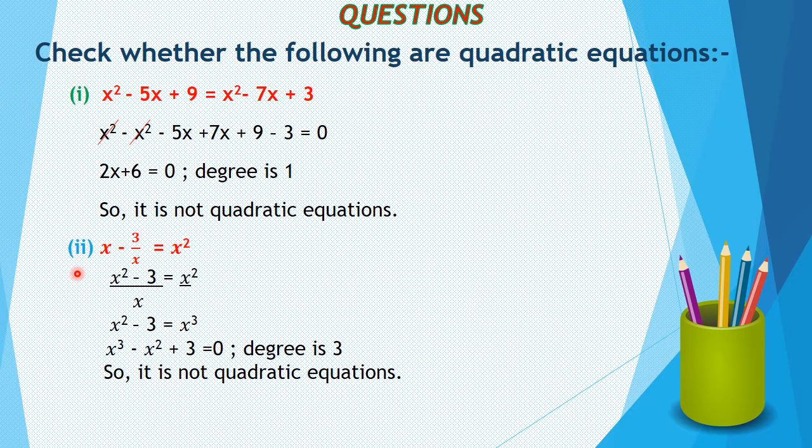In the same way, one more part you can observe: x minus 3 upon x is equal to x square. After solving, we will get x cube minus x square plus 3 is equal to 0. Here you can observe the degree is 3, meaning again this is not a quadratic equation. If the degree is 2, then we can say that the particular equation is a quadratic equation, otherwise not.